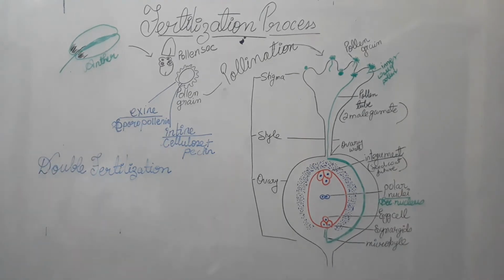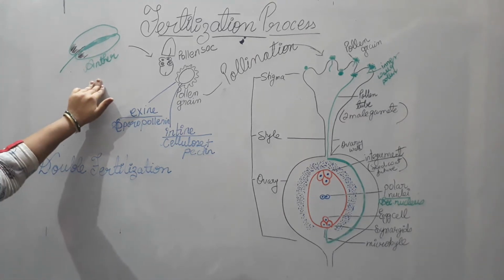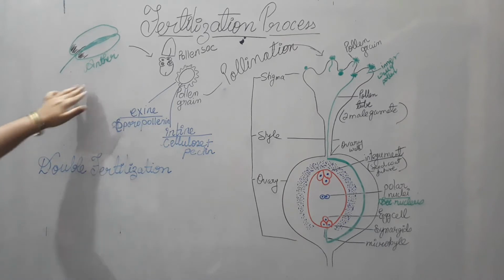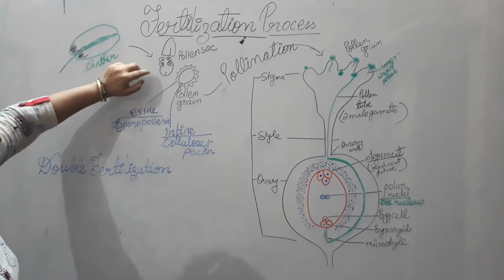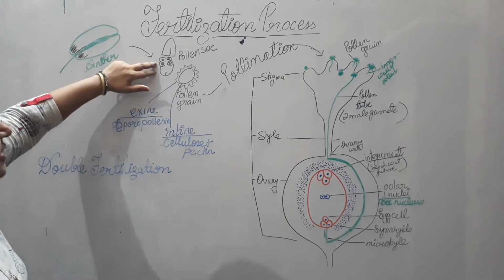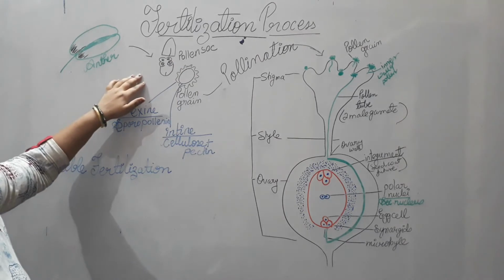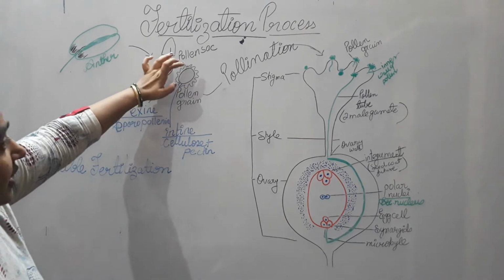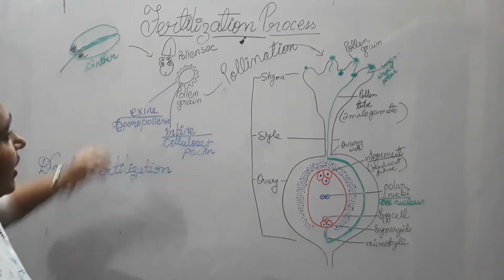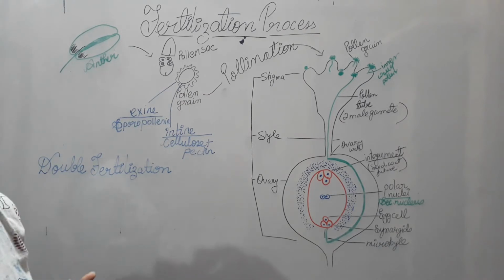So let's begin from the anther. This is the anther, which has the male gamete in it as pollen. Inside the anther are pollen sacs, and these pollen sacs have a number of pollen grains in them. Now, the pollen grains have a structure like this. This pollen grain has two different layers for its protection.